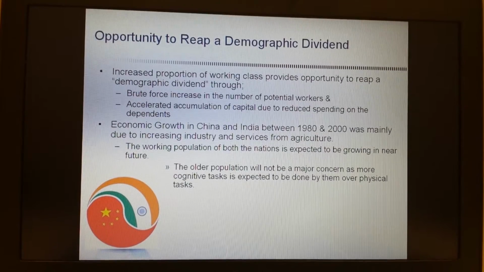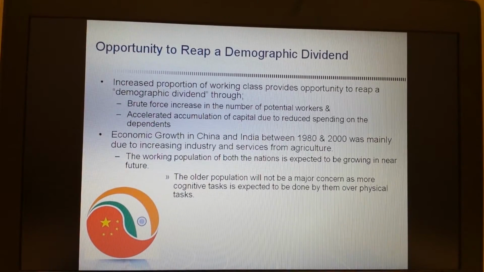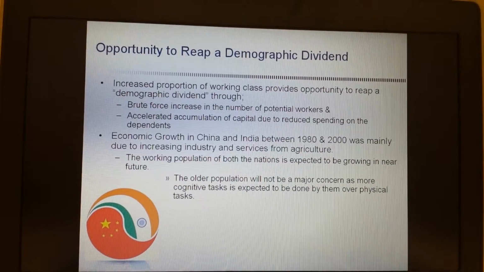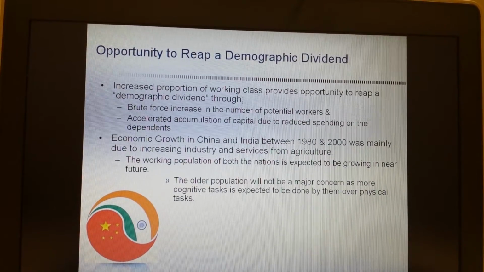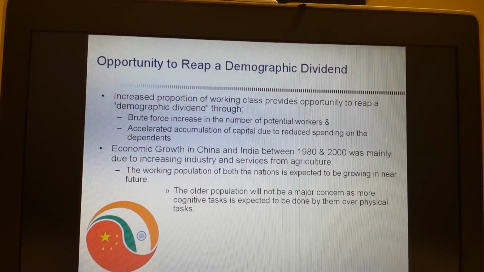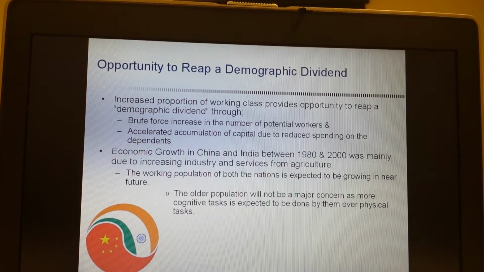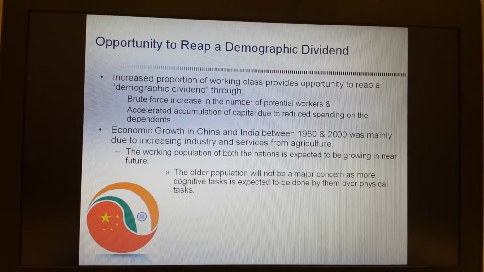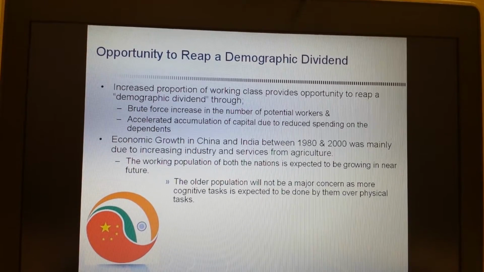Opportunity to reap a demographic dividend. As you can see, the increased population of working classes in both China and India provides an opportunity to reap a dividend. Both of these countries have a working population of 60 to 70 billion, which is definitely very high. It would work as an asset, as a dividend for them, mainly because it has the potential to work. So it provides brute force, increases the number of potential workers, and also accelerates accumulation of capital due to reduced spending on dependents.